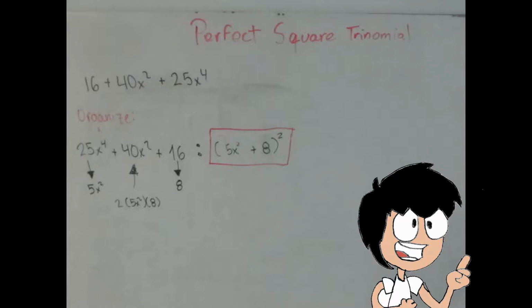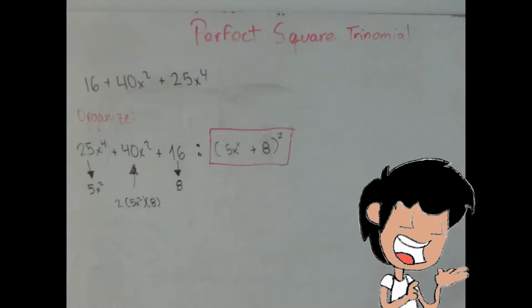Now it's time for the perfect square trinomial. First, we have this exercise: 16 plus 40x squared plus 25x to the fourth. Then we have to organize or put in order: 25x to the fourth plus 40x squared plus 16. That is the correct order.